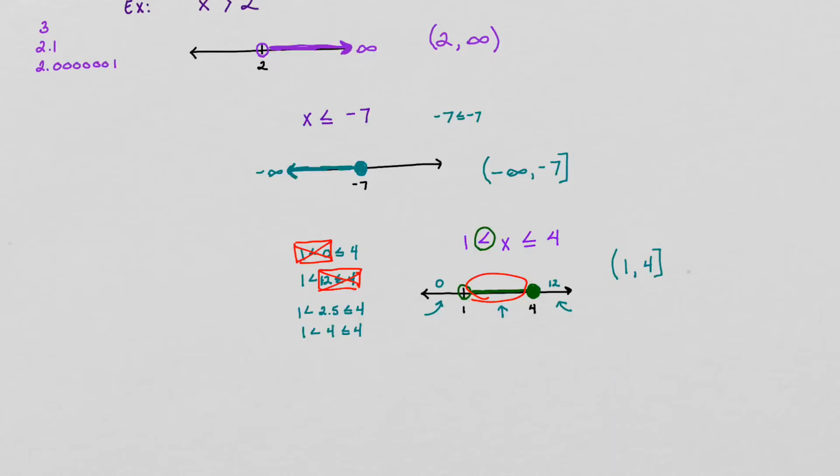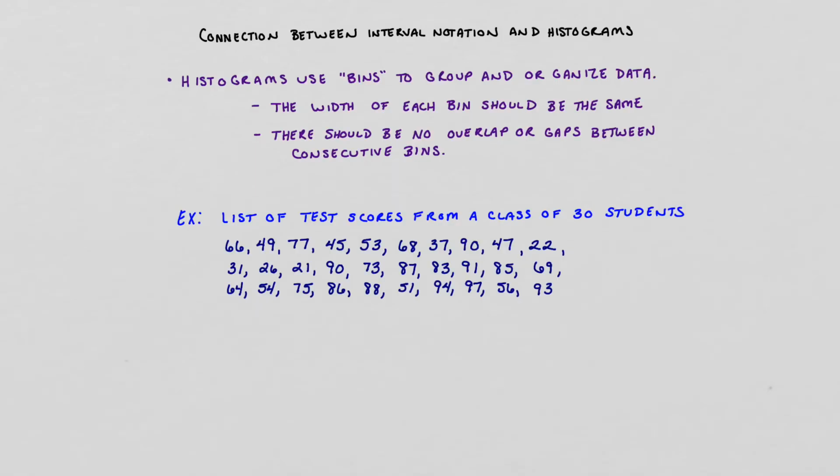We're going to move into some examples where we would create histograms. So we're going to create our own bins, or range of values, in order to create a histogram. To reiterate, histograms use bins to group and organize their data. The width of each bin, or in other words, the range of values, should be the same. So for example, if we have one bin going from 1 to 5, we would want our next bin to go from 6 to 10.